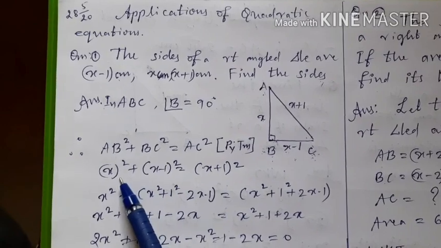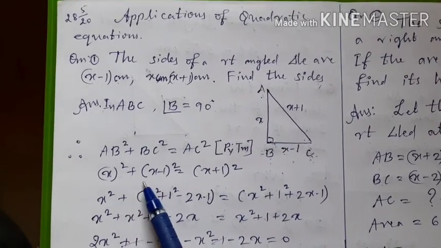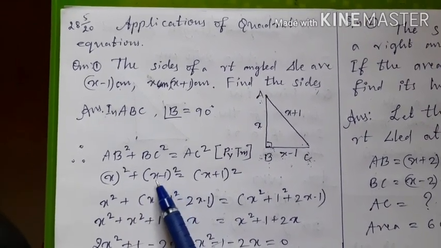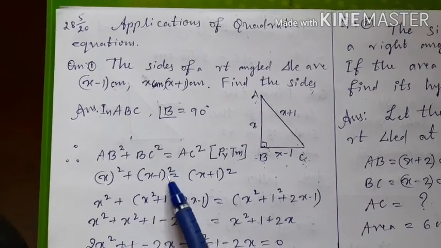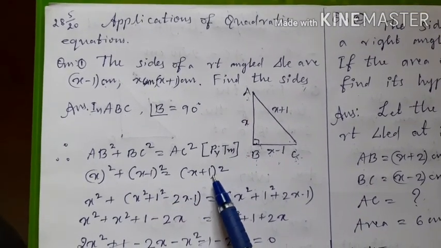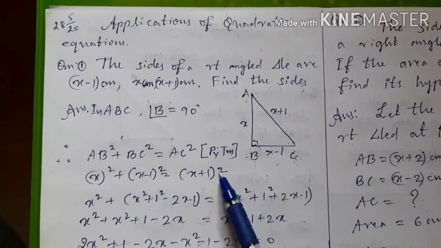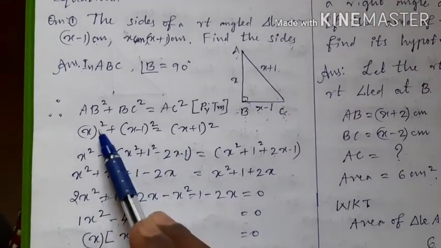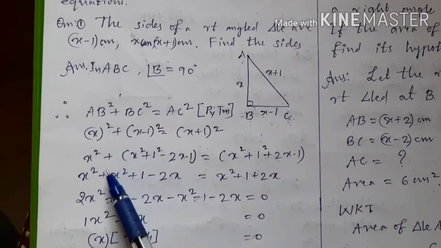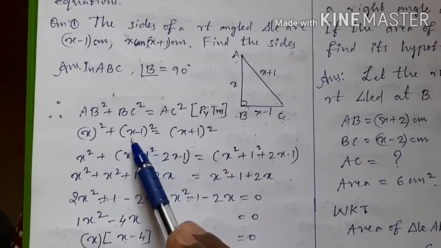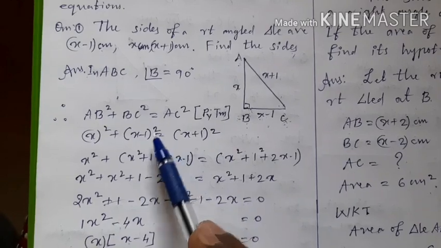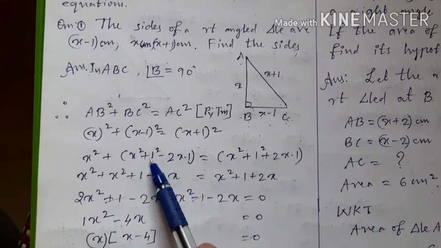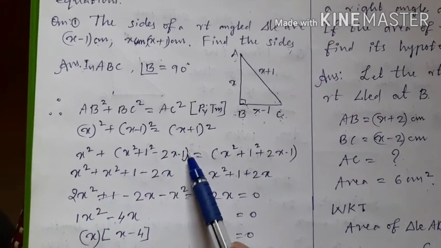Okay, but AB is x, so AB square is x square, plus BC is x minus 1, therefore BC square is x minus 1 the whole square, is equal to AC is x plus 1, therefore it is x plus 1 the whole square. Now you see, children, x square is x square, plus this is in the a minus b the whole square form. Therefore a square plus b square minus 2ab, right?